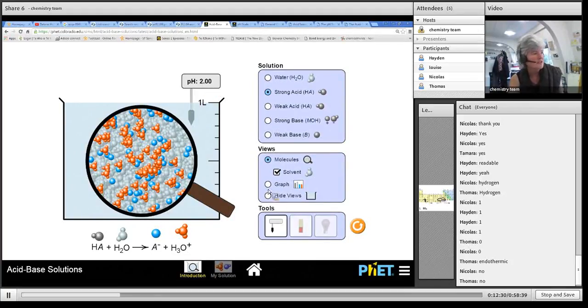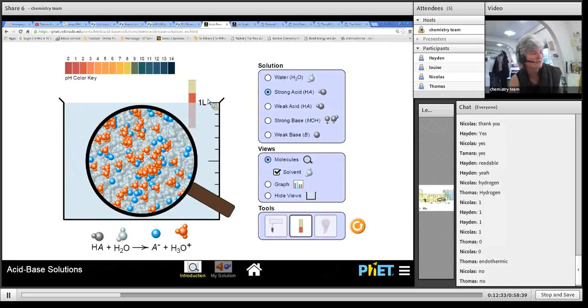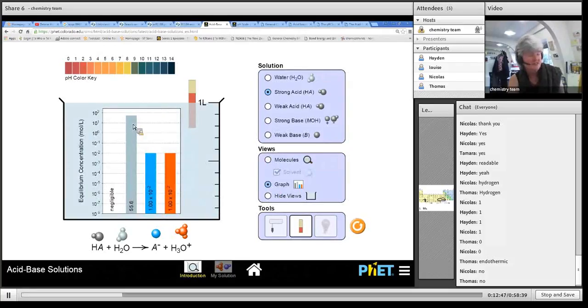If I used an indicator and dropped it down, you can see it's gone red, because I've got a lot of hydronium ions. I can show it by a graph, and you can see I've still got tons of water molecules because that's my solvent, but I have got no HA. It's pretty much not measurable, and I have got equal amounts of A minus and hydronium ions, at 1 times 10 to the minus 2, and when we do the calculation you'll see how we get a pH of 2 from that. So that's a strong acid.